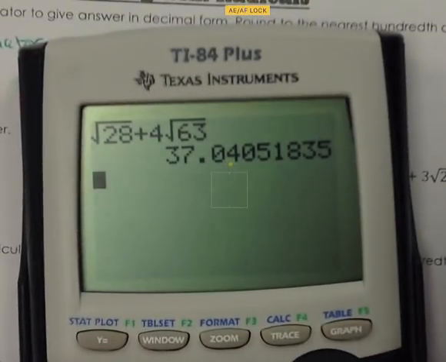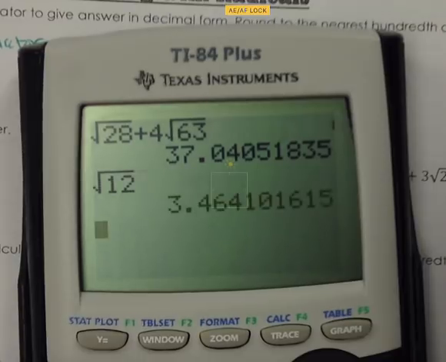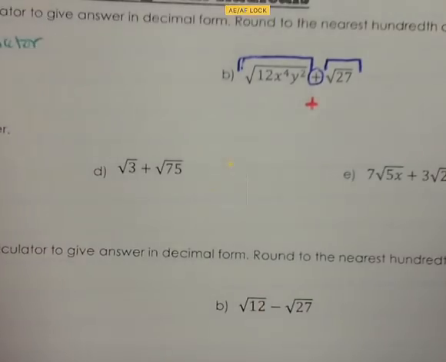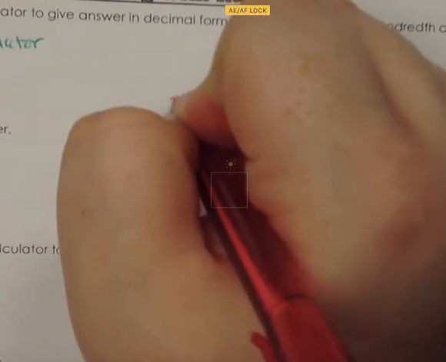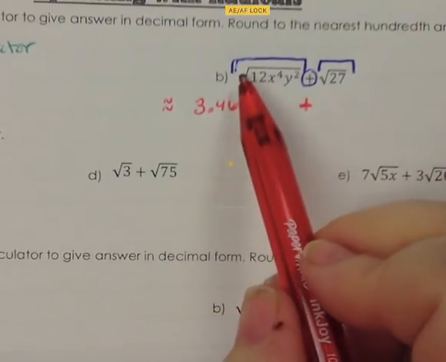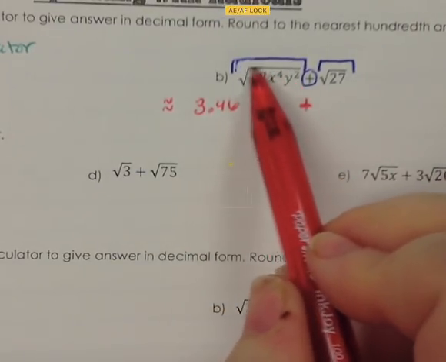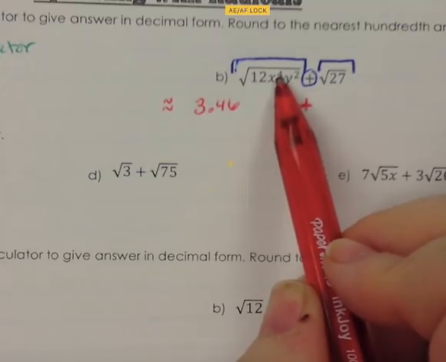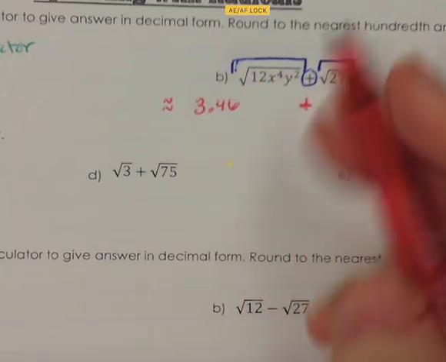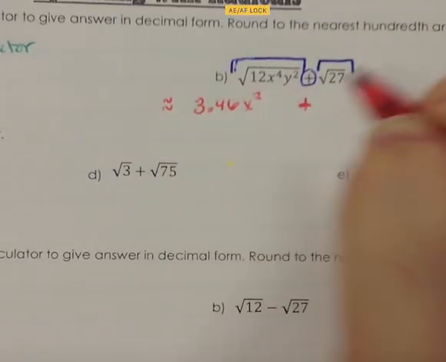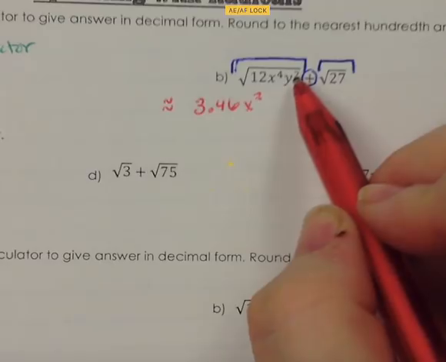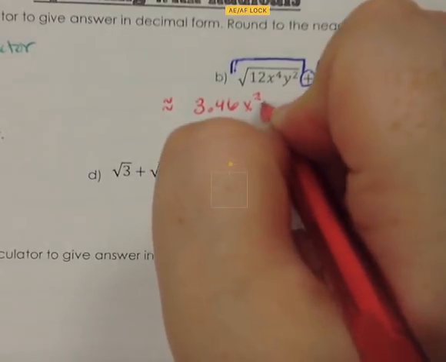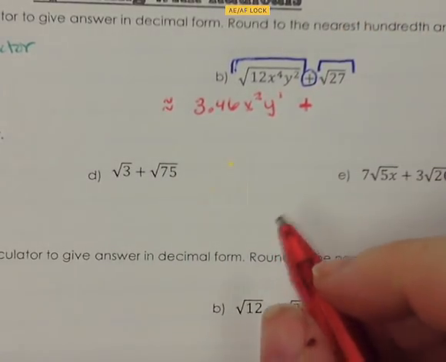And what we'll do is we'll take the square root of 12. We get 3 and 46 hundredths. So this first part, we're going to have 3 and 46 hundredths, so it's approximately 3 and 46 hundredths. Then we will simplify the variables. The square root of x to the fourth, so 2 goes into 4 2 times, so it's x squared with no remainder. And then the square root of y squared. So 2 goes into 2 one time with no remainder, so we have y to the first as our coefficient.